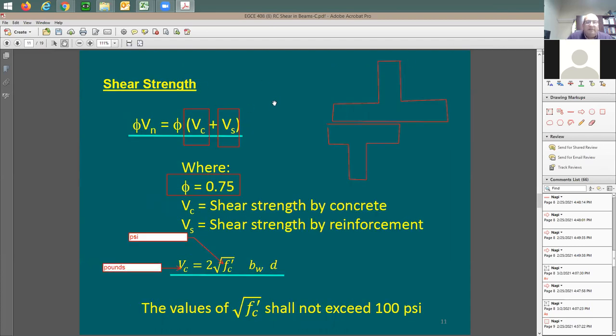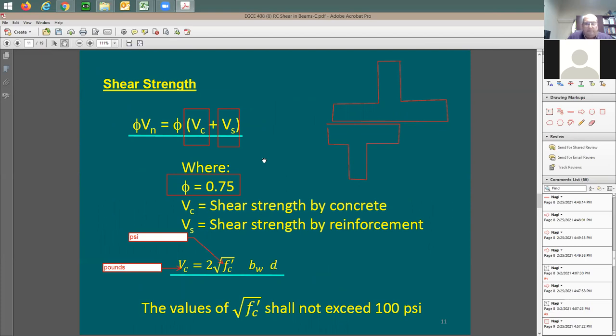Now let's see the strength. The strength is going to be based on the concrete and the steel. You have a component for the concrete strength, another component for the steel strength. Phi factor is going to be just one value, the 0.75. So you don't really need a graph to figure out this phi factor. Just take it 0.75 for shear only.